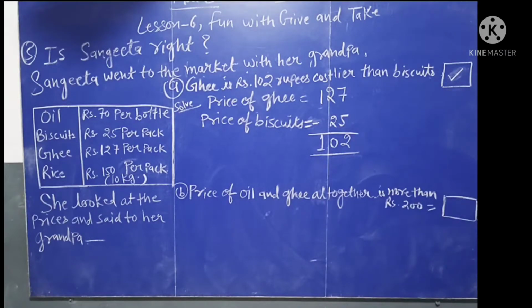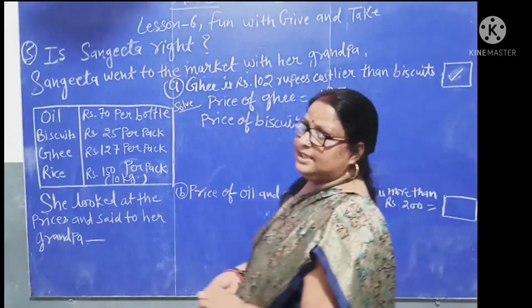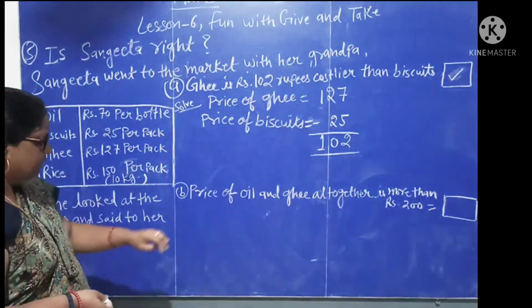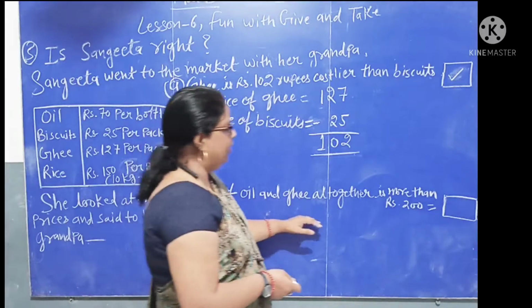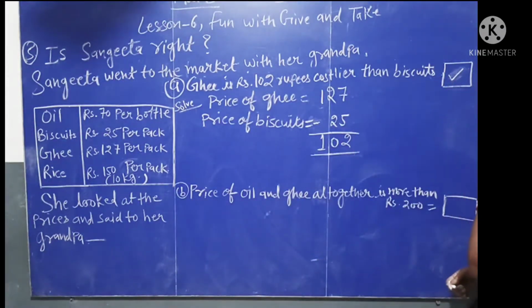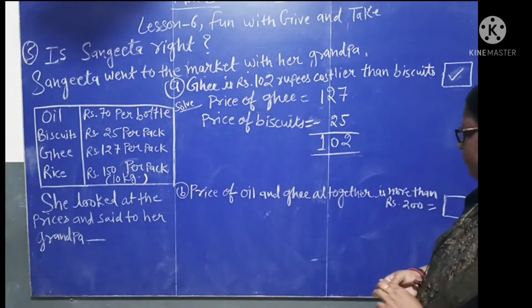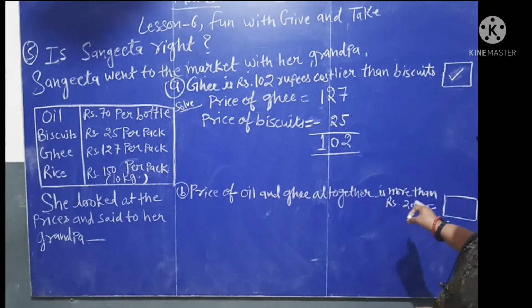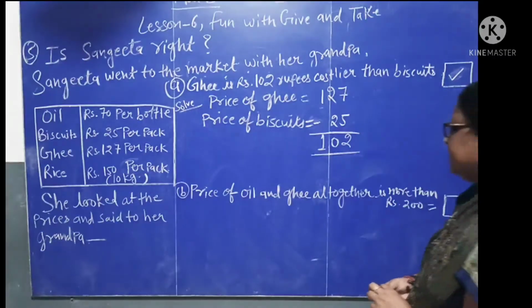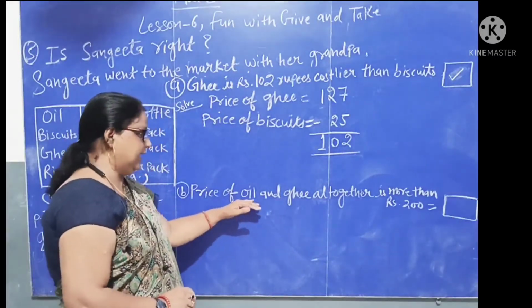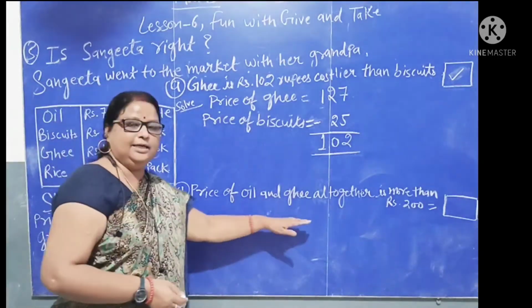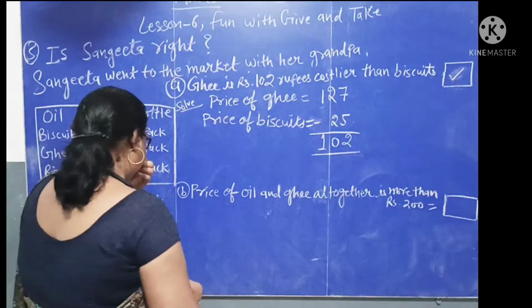Let's check the next statement of Sangeeta. Sangeeta said to her grandpa, price of oil and ghee altogether is more than rupees 200. Now we have to find the cost of ghee and oil altogether. We have to add the price of oil and the price of ghee. Let's add.